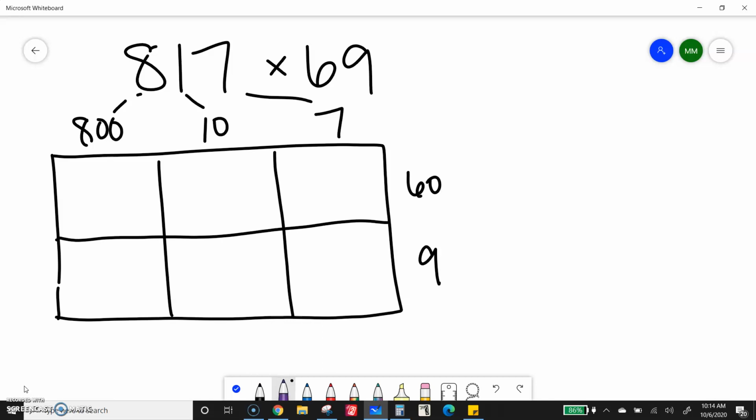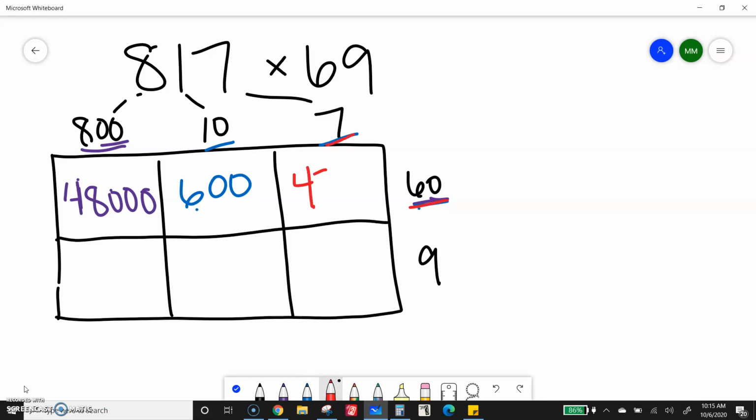So 800 times 60. 8 times 6 is 48, 2 zeros from there, 1 zero from there. Now 10 times 60, 600. 1 times 6 is 6, plus the 2 zeros. So, switch colors. 7 times 60, 42 with 1 zero, so 420.